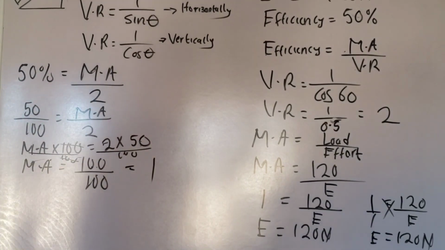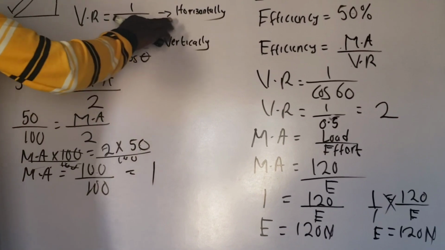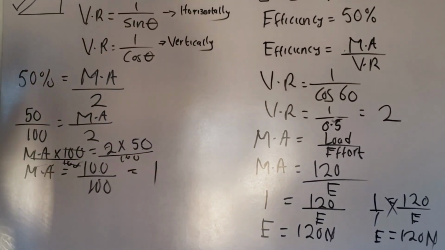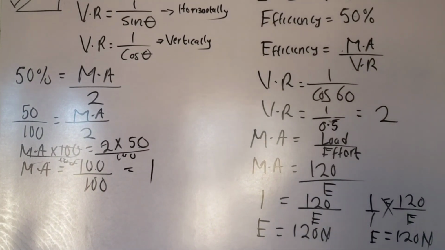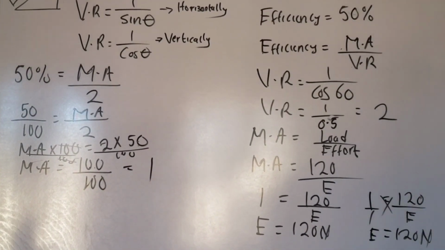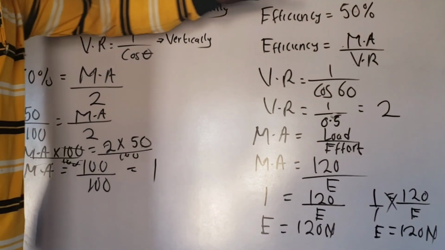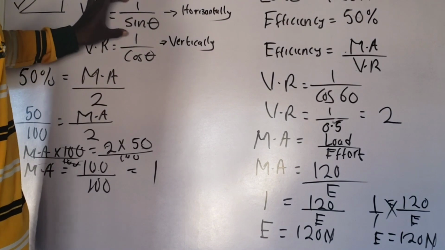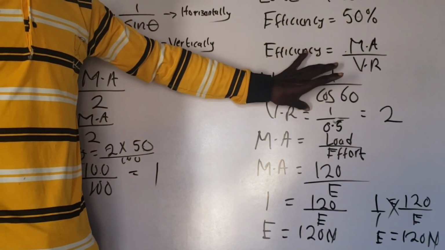You might come across questions in your exam that will say that the angle is inclined horizontally. What will be different is the velocity ratio. You understand? All you have to do is master when you are going to use VR equals 1 over sin theta and VR equals 1 over cos theta. So if the angle is inclined horizontally, this will be VR equals 1 over sin theta. I'm not going to use VR equals 1 over cos theta. Do you understand?